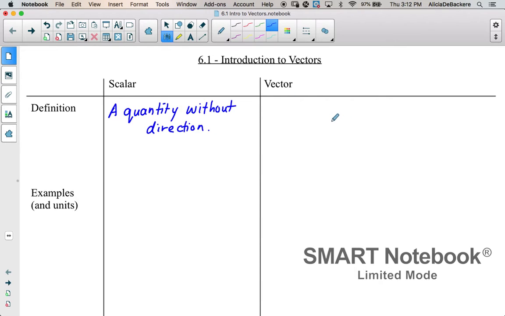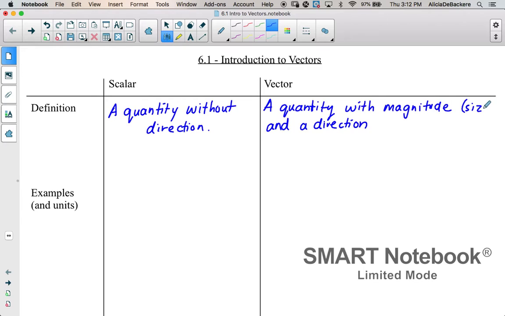A vector, in comparison, is a quantity, and so that implies that it does have an amount, and we call that a magnitude. So it's a quantity with magnitude. That's like the size. But it also has a direction. Over on the scalar side, a scalar has a size or a magnitude, but we just think of that as the quantity, the amount.